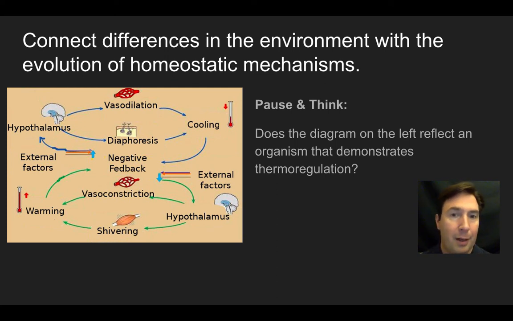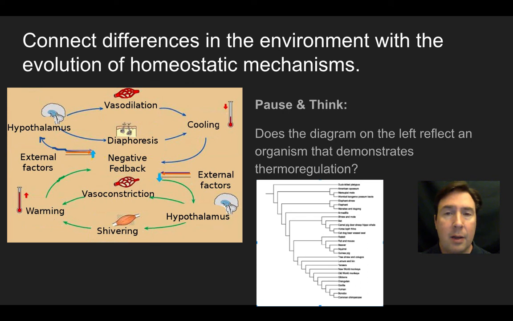This diagram very much could be a human. This is how human thermoregulation works. So in fact, yes, this is an example of an organism undergoing thermoregulation. So if we connect the differences in the environment with the evolution of homeostatic mechanisms, again, we could go back to that previous cladogram and ask the question of, well, how do these different organisms in these different groupings undergo thermoregulation? Do organisms like dogs and cats, for example, sweat?